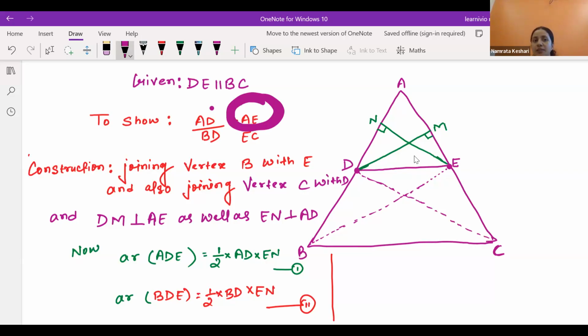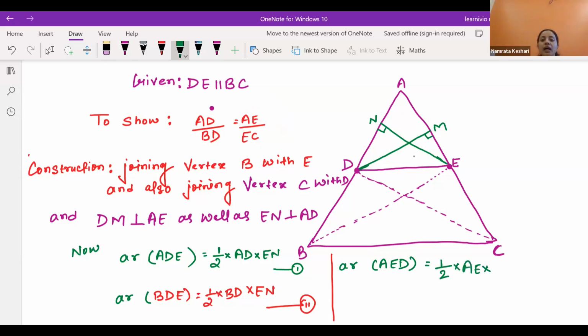To get AE, just focus on AE. You want AE as a base, because that can't be height. So are you getting AE as a base means triangle AED? Yes or no? Yes, ma'am. Area of triangle, you write triangle or you don't write, it's the same thing. Okay, this is allowed. The area of triangle AED is 1 by 2 into base into height. Height is DM. This is equation number 3.